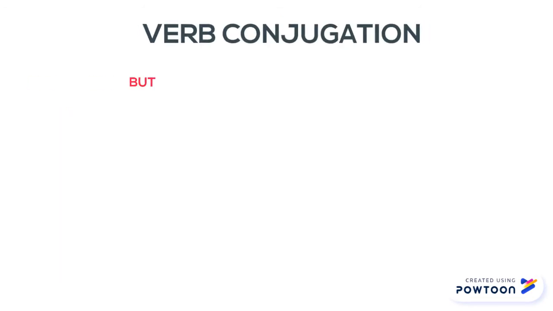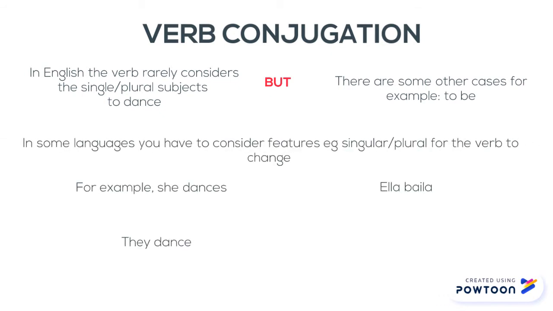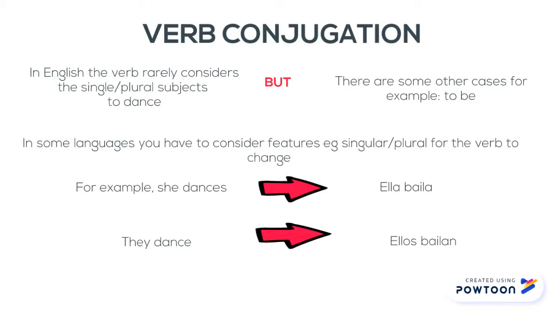When conjugating in English, the verb rarely considers singular or plural subject. However, there are some cases, for example, the verb to be, where the changing subject affects the verb conjugation. In some languages, changes in singular and plural subjects or verb conjugations are fairly consistent. For example, in Spanish, she dances, ella baila. They dance, ellos bailan.